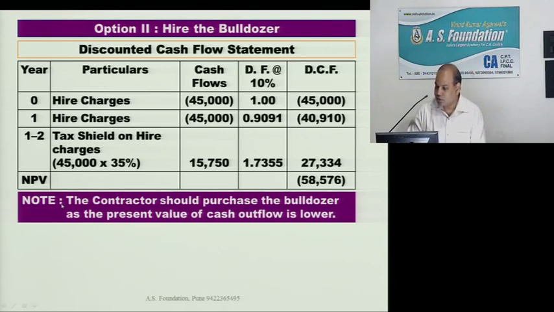Contractor should purchase the bulldozer as the present value of cash outflow is lower. Contractor should purchase the bulldozer as the PV of cash outflow is lower.